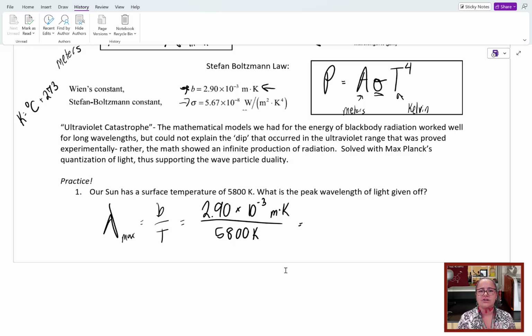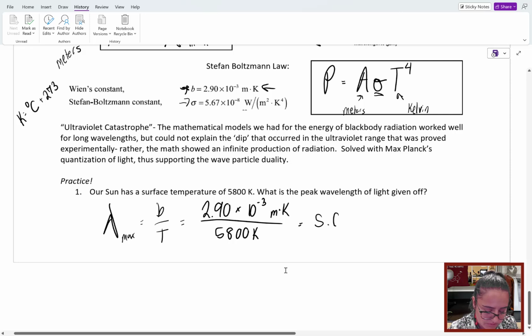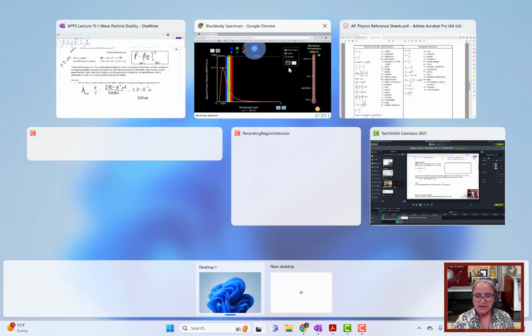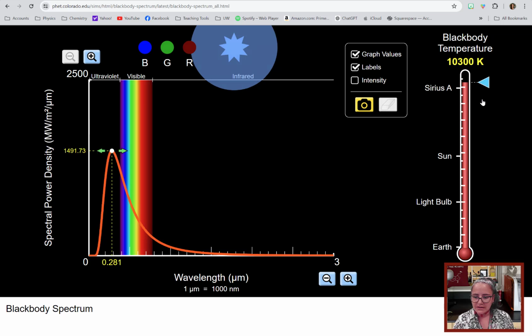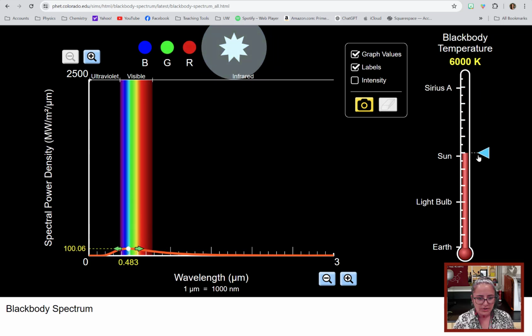Did I say 58,000 earlier? I meant 5,800. Which gives us a value of 5.0 times 10 to the negative 7 meters, which, remember, nanometers is times 10 to the negative 9. So this is about 500 nanometers. And you don't need to have the spectrum of light memorized, but 500 nanometers would put us squarely in the green range.